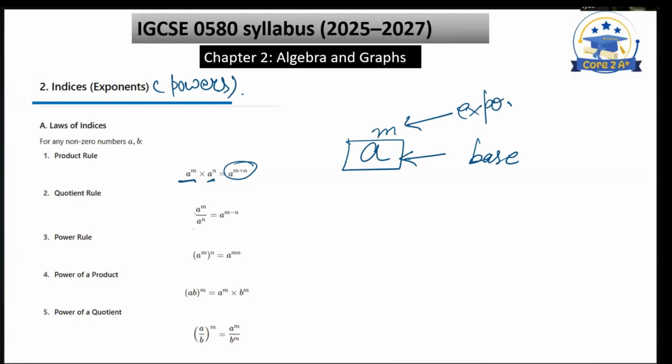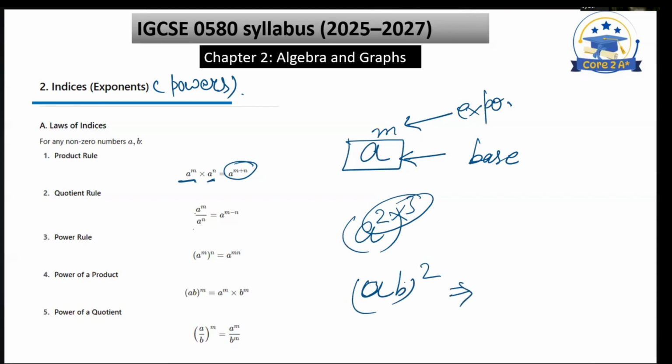Okay, power rule, power of the power. A square to the power 3. Now what do we have to do? We have to multiply, right? Power of the product. Suppose we have AB to the power 2, so how can we open this parenthesis, the bracket? This is A square B square, and we can also write it as AB whole square. It means this power is for both, not only for A, not only for B, because of this parenthesis.